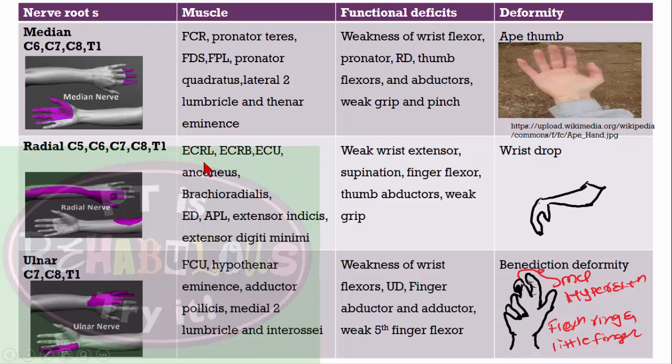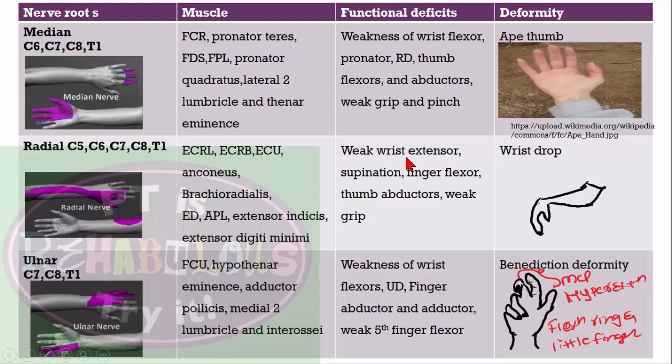If radial nerve injury is there, the extensor carpi radialis longus, extensor carpi radialis brevis, extensor carpi ulnaris, anconeus, brachioradialis, extensor digitorum, abductor pollicis longus, extensor indicis, and extensor digiti minimi are affected. These are the sensory distribution over the radial nerve. You can notice the lateral aspect of your hand, and your thumb, and the posterior aspect of your thumb and index plus middle finger.